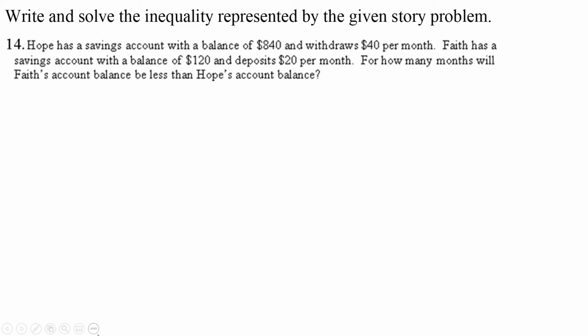And I think this is it, you guys. So Hope has a savings account with a balance of $840. So let's start with that $840. And she is withdrawing $40 every month. So 840, we're withdrawing, minus $40 per month. Can I write that 40x? And that's Hope's account right there. That will be the balance where x is the number of months.